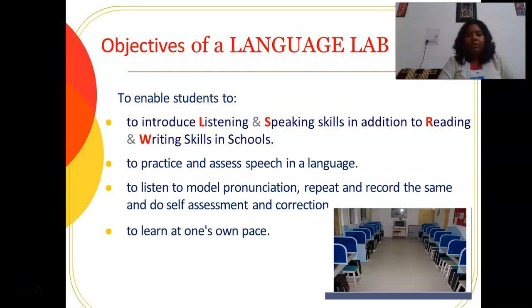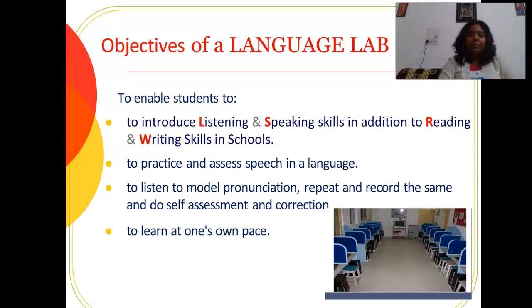Let us move to the next slide. So what is the objective of a language lab? Why is such a lab set up in schools? As I discussed earlier, first of all, the purpose is to introduce listening and speaking skill in addition to reading and writing skill in the school. So listening and speaking skill can be enhanced using this language lab.